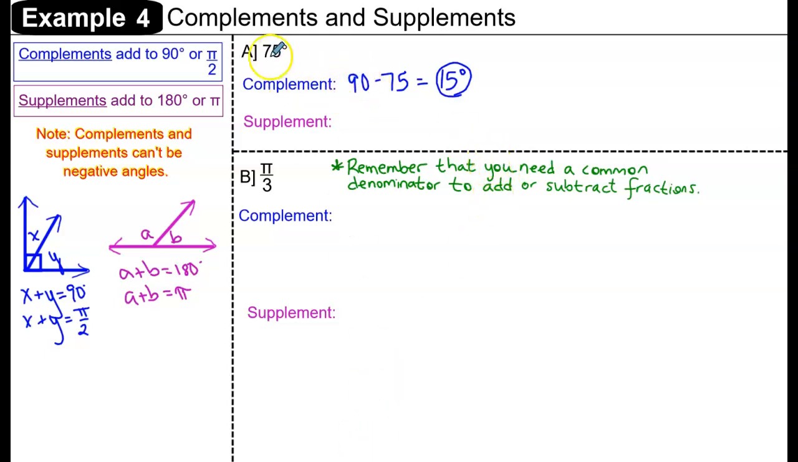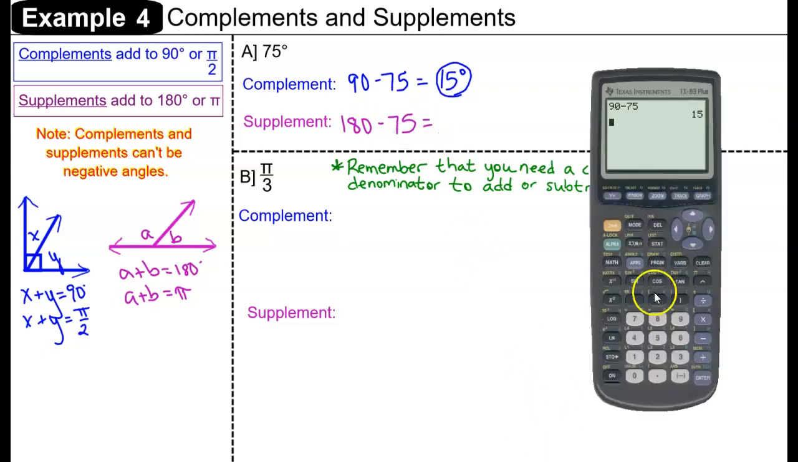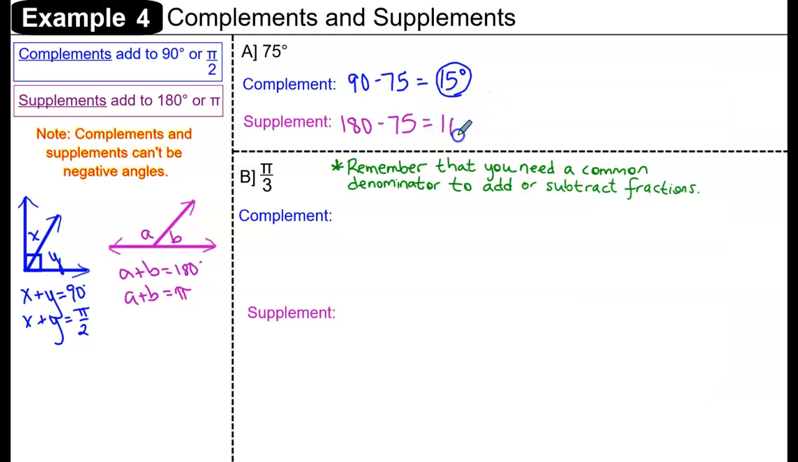Okay, to find the supplement of 75 degrees, we would start with 180 and subtract the angle, 75, and 180 minus 75 is 105 degrees for the supplement. Okay, that's review from geometry. Now we're going to do that same process only in radians.